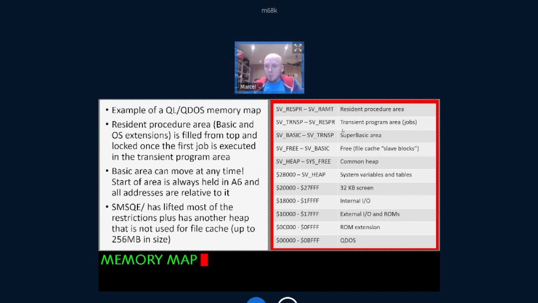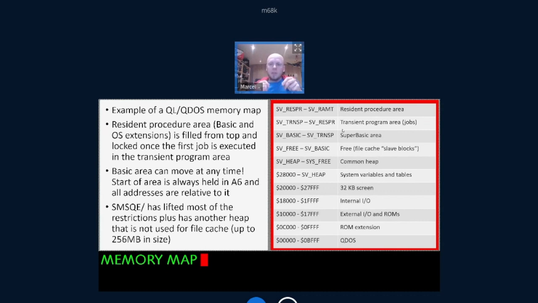There's a common heap for memory allocations, free area, SuperBASIC, transient program and resident procedure area. I should have started from the top, actually. The resident procedure area is the one that is filled when you load additional BASIC extensions, for example, on boot. And on QDOS, that one was locked as soon as you started the first job.